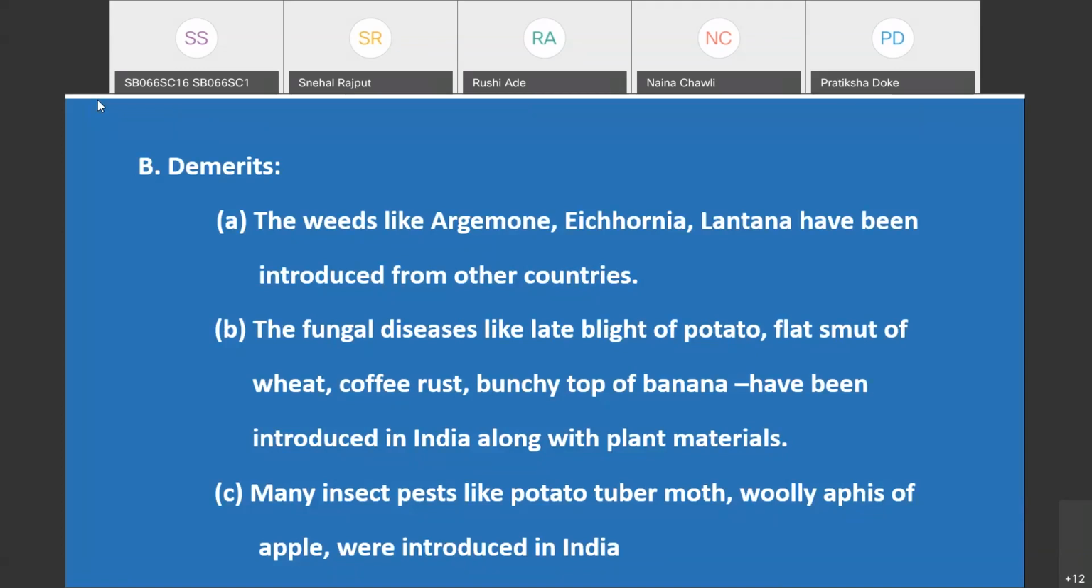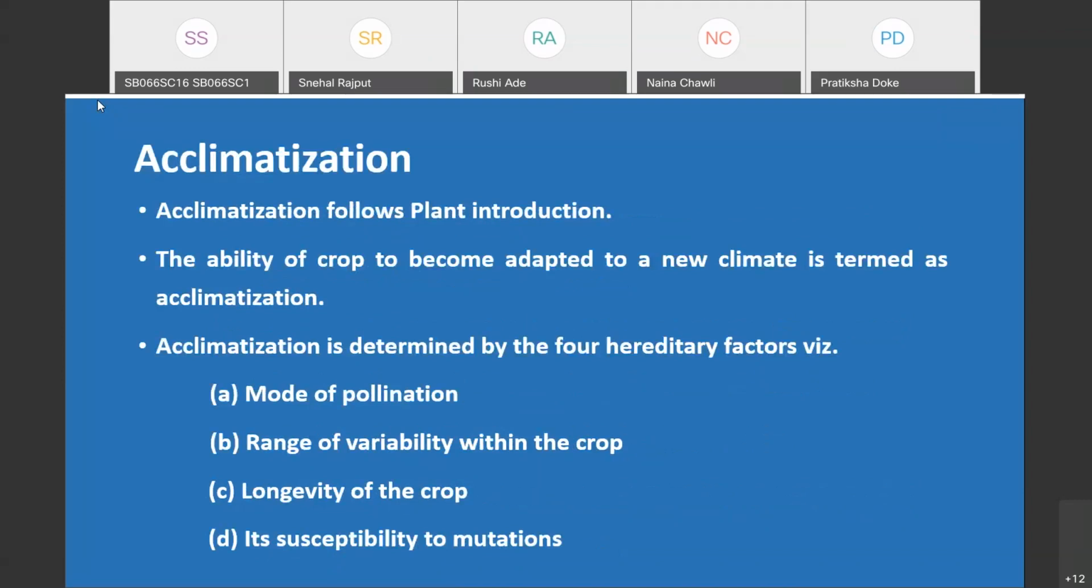These are the advantages and the demerits of plant introduction. Then the next one, acclimatization. We have discussed plant introduction in detail, but we have not discussed very much regarding acclimatization. What is meant by acclimatization? It follows plant introduction.